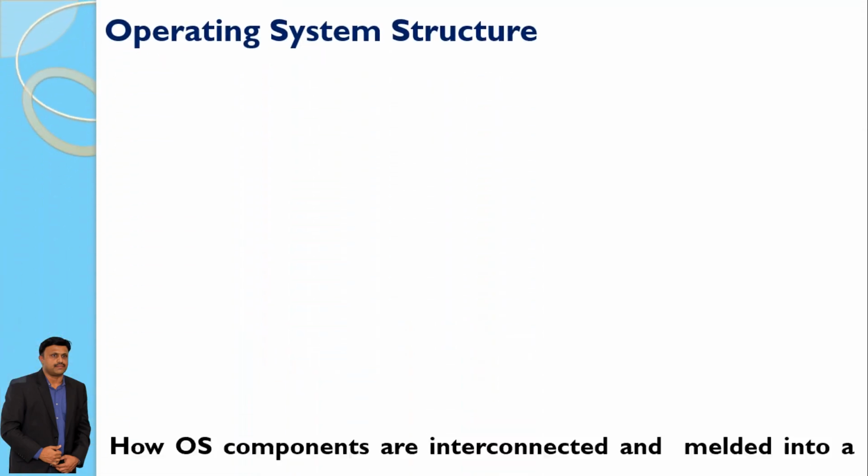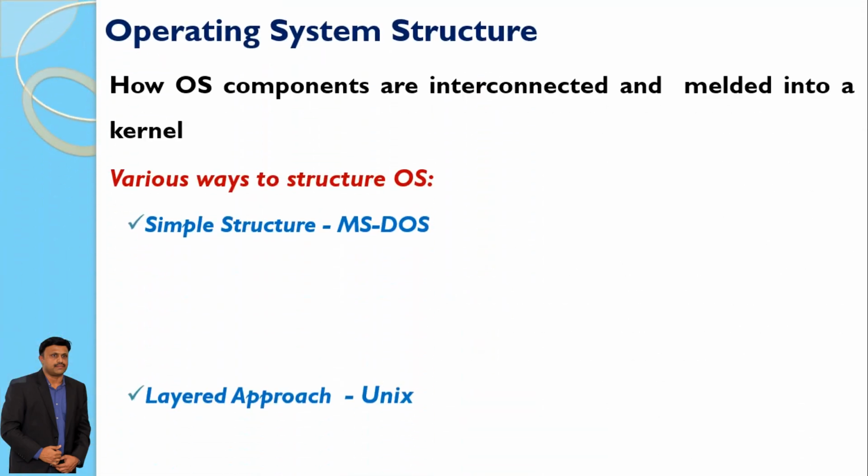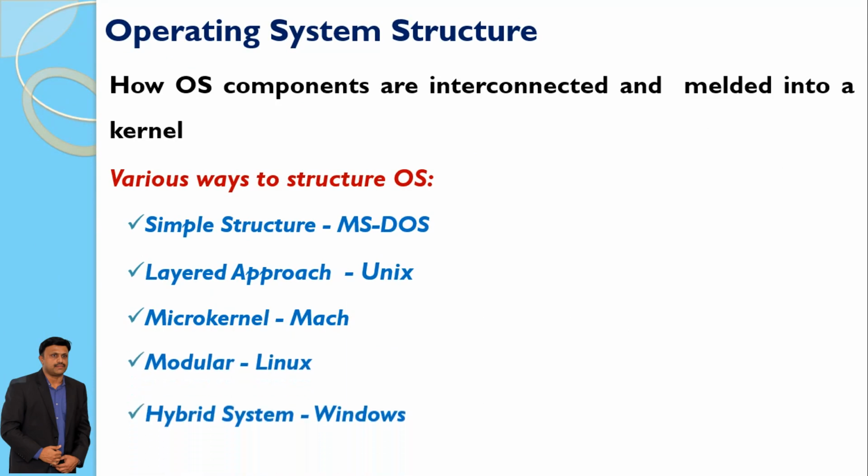The structure of an operating system can vary, with different approaches like simple structure, layered approach, microkernel, modular, and hybrid systems. Each has its own method of organizing OS components.